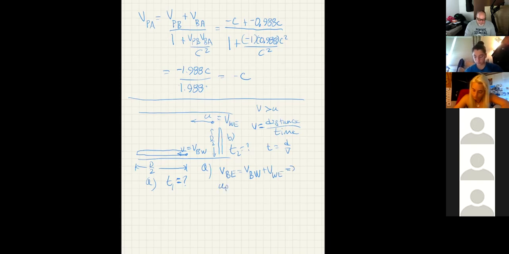So you can immediately see that when I'm going downstream, that's when I'm going with the current. VBE is equal to V plus U. And when I'm going upstream, VBE, notice in that case, I'm actually fighting it, so the velocity is V minus U. Does that make sense to everyone?